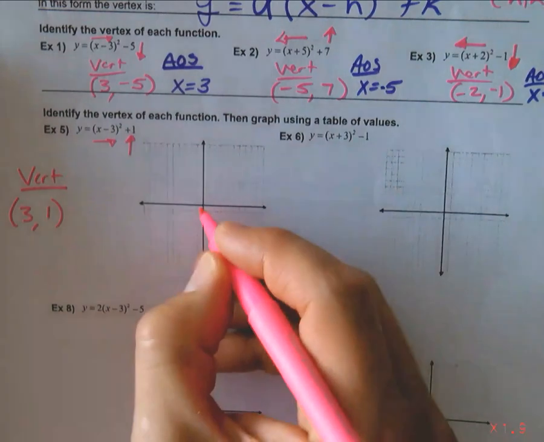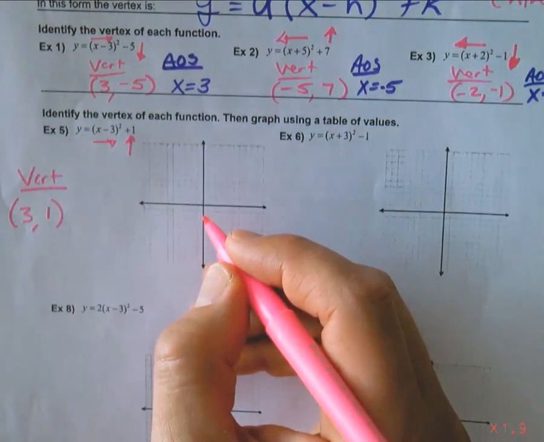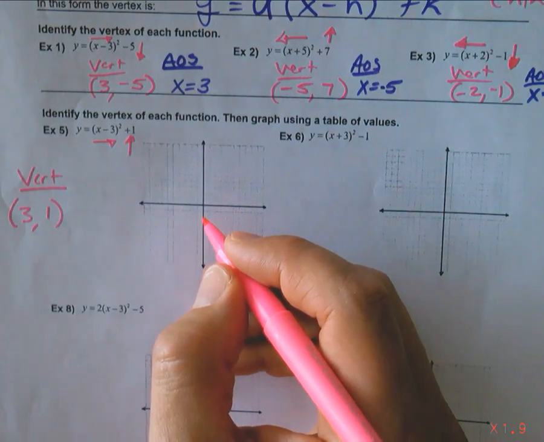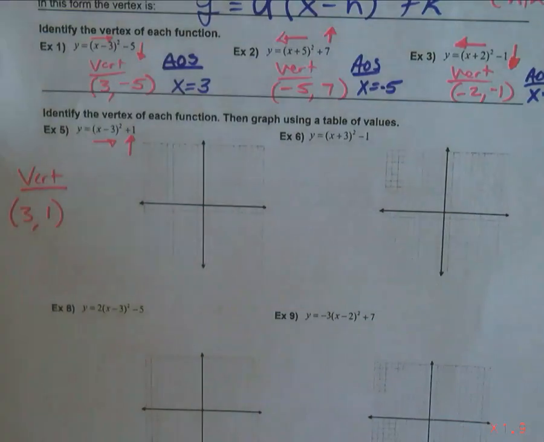So again, my vertex is normally, and what do you guys want to do? Do you want to graph the parent function first and then move everything, or are you happy with just moving it? Just move it. You don't have to do it. I just do that so you get the idea of what we're doing.